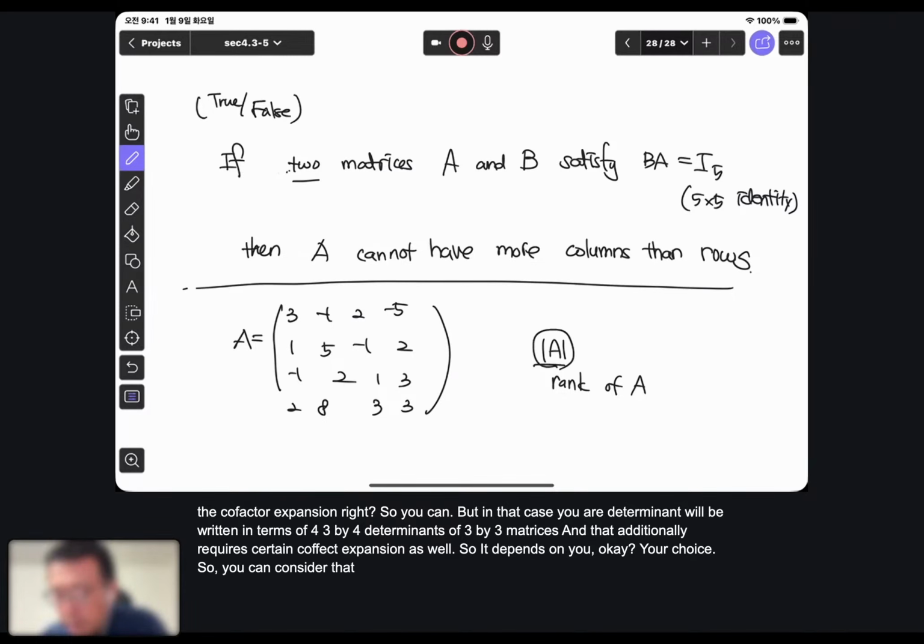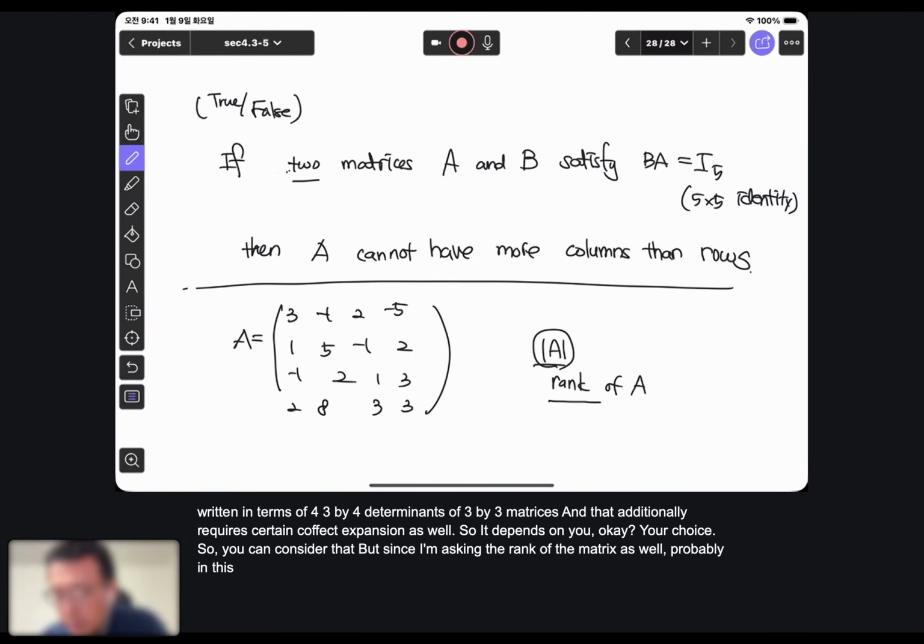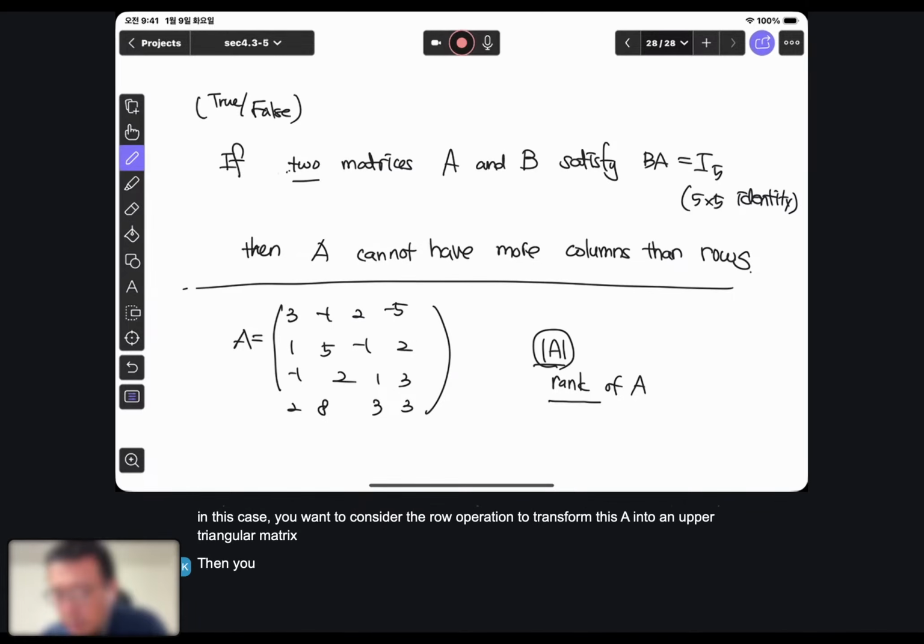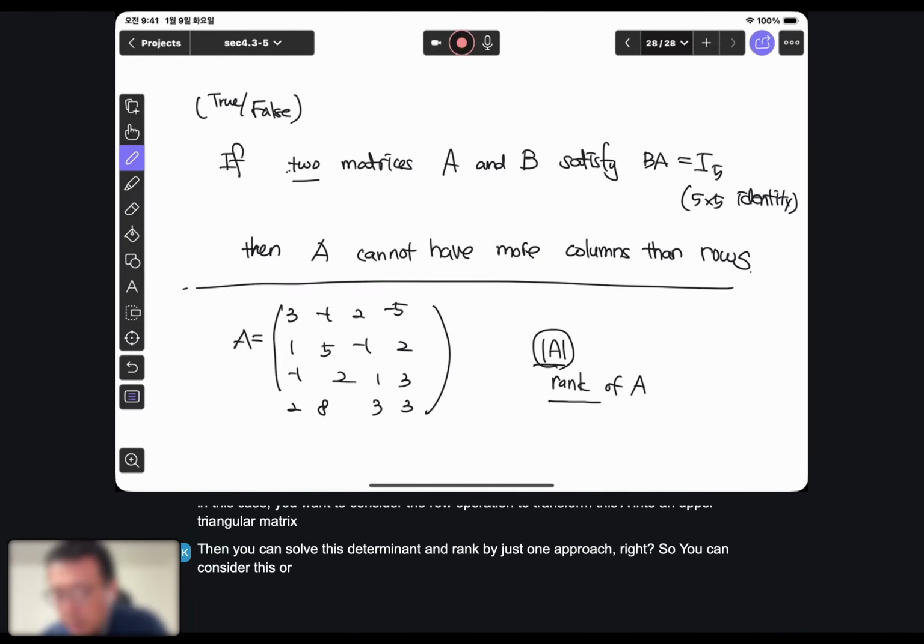But since I'm asking the rank of the matrix as well, in this case you probably want to consider the row operation to transform this A into an upper triangular matrix. Then you can solve the determinant and rank by just one approach, right? So you can consider this, or okay. And what is this given?